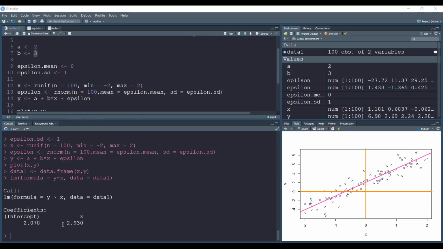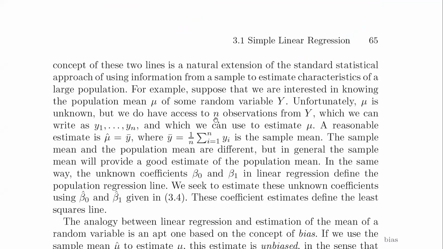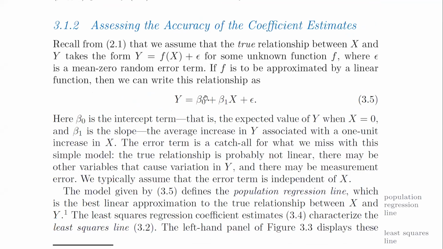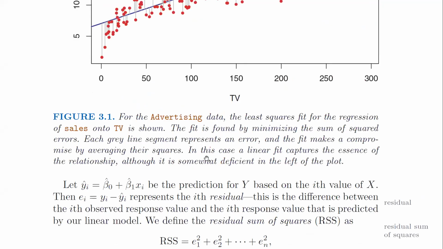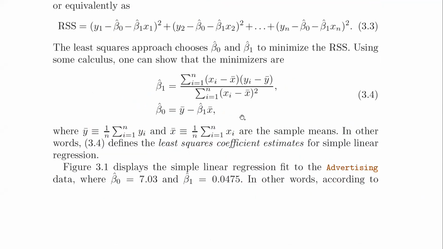From where did we get these two values? These are the beta naught hat and the beta 1 hat. It is these two formulae. Now what we could do is try calculating them ourselves. And notice that the estimated intercept value depends on the beta 1 hat.